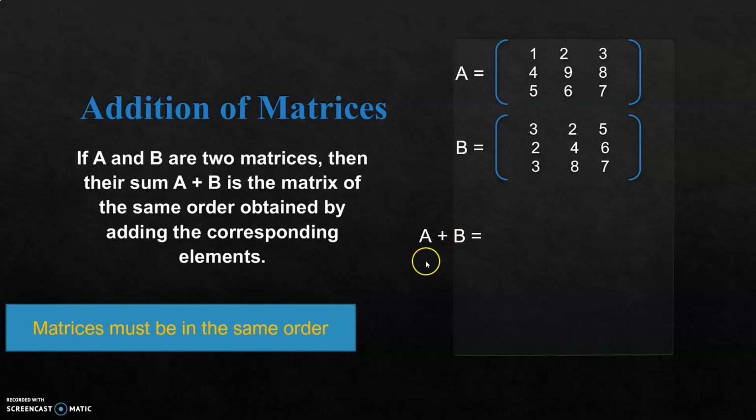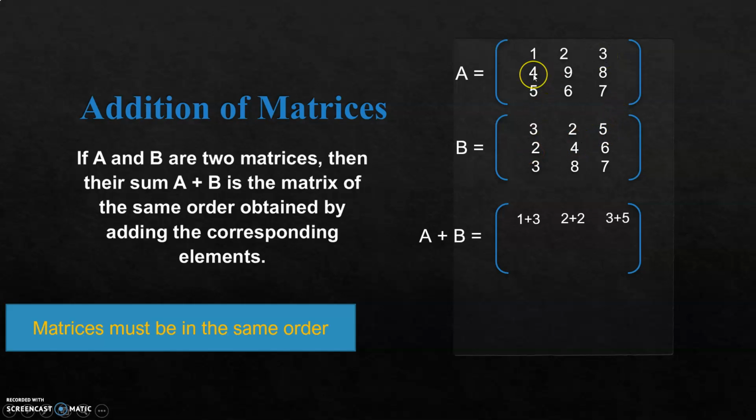Here A plus B is obtained by adding the corresponding elements. In matrix A, the first element, in the first row and first column, is 1, and the first element of B is 3. So take the sum 1 plus 3. These are the corresponding elements, in the same position of A and B. Then the second one, 2, is in the first row and second column. The same position in B is also 2. So 2 plus 2. Then the third one, 3 plus 5.